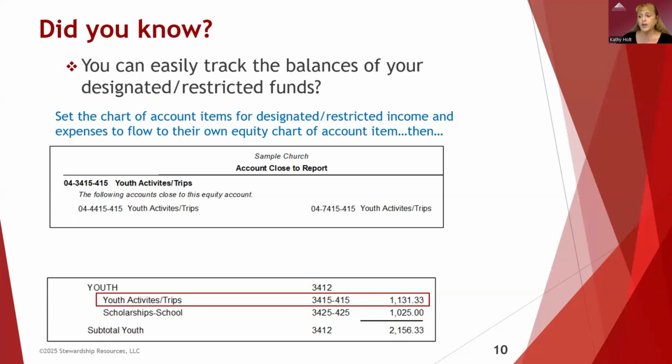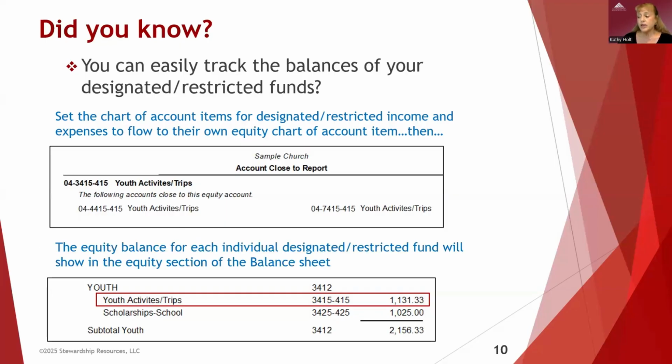So the example here, I'm showing you a little piece of an account close to report, and this report shows you every equity that you have set up in your chart of accounts and what income or expense flows to that particular equity. So in this case, we've got youth activities income, youth activities expenses that automatically flow to the youth activities equity.